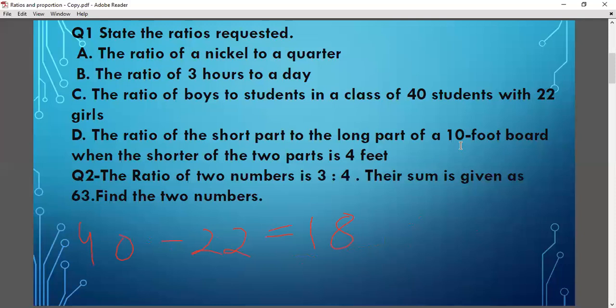Now we need to find the ratio of boys to the students in the class. Simple, 18 is the number of boys and 40 is the total number of students. You can simplify this further. So this becomes 9 over 20. We cannot simplify this further. So our final ratio will become 9 is to 20.